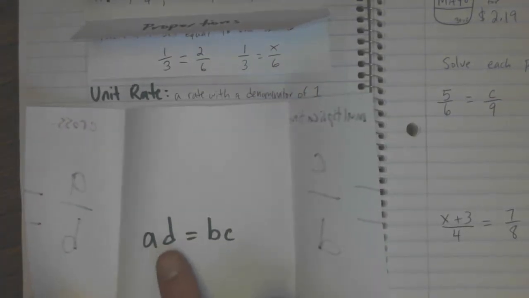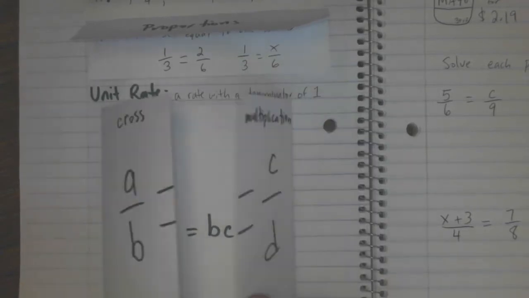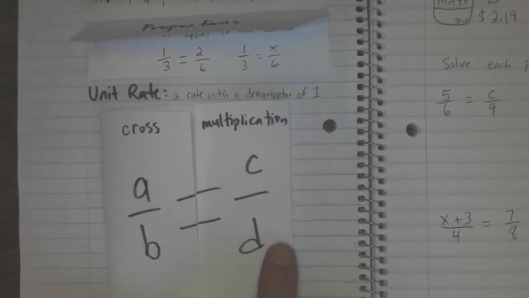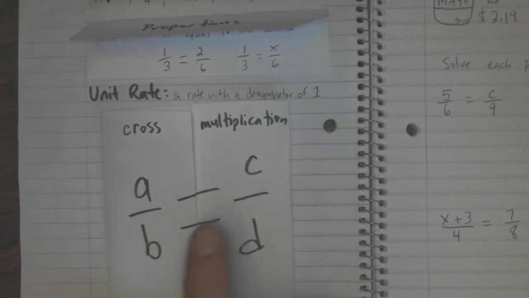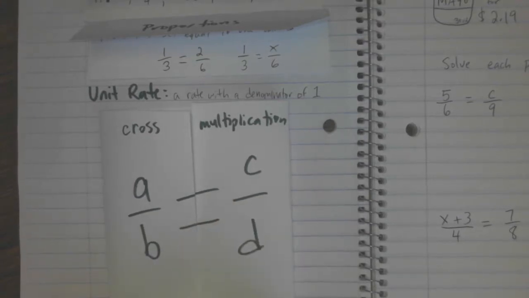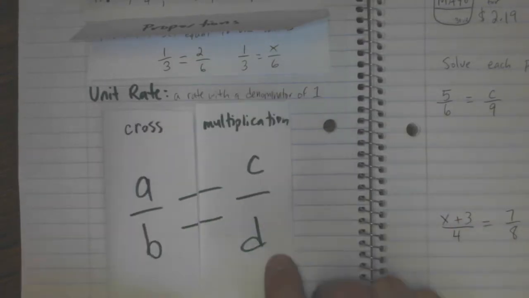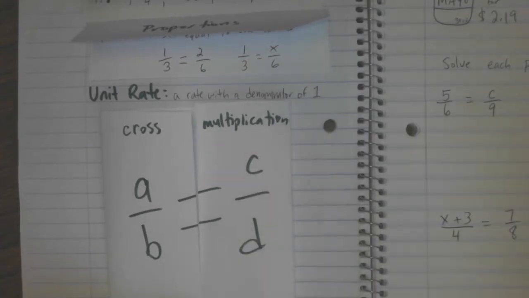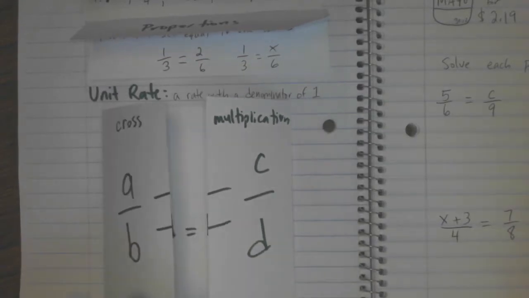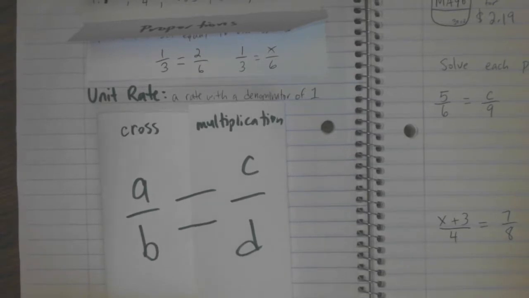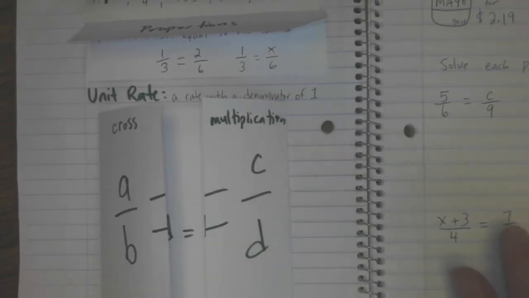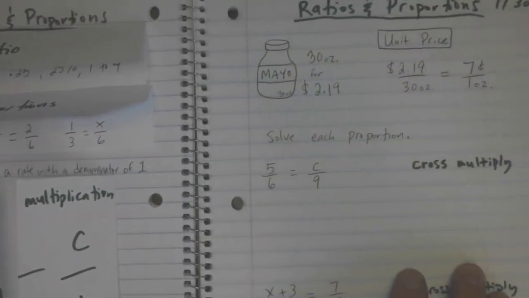So A times D is equal to B times C. Cross multiplication. And we will look at a couple examples of how to do that over here on the right side. So for now, just get that foldable, and it'll make more sense to you once I show you some of these examples here on the right side of your notebook.